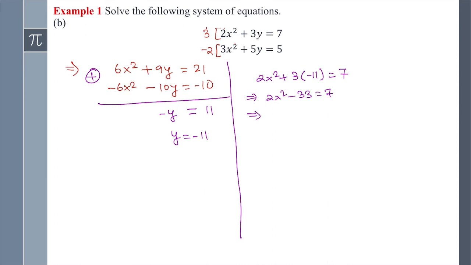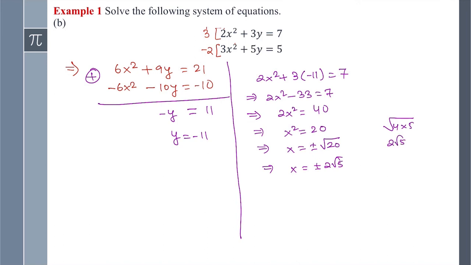If we add 33 on both sides, we get 2x squared equals 40, since 33 plus 7 is 40. Then if we divide by 2, we get x squared equals 20. When we take the square root, we get x equals plus or minus the square root of 20, which means plus or minus 2 square root of 5, because 20 is 4 times 5, and the square root of 4 is 2, leaving the square root of 5.